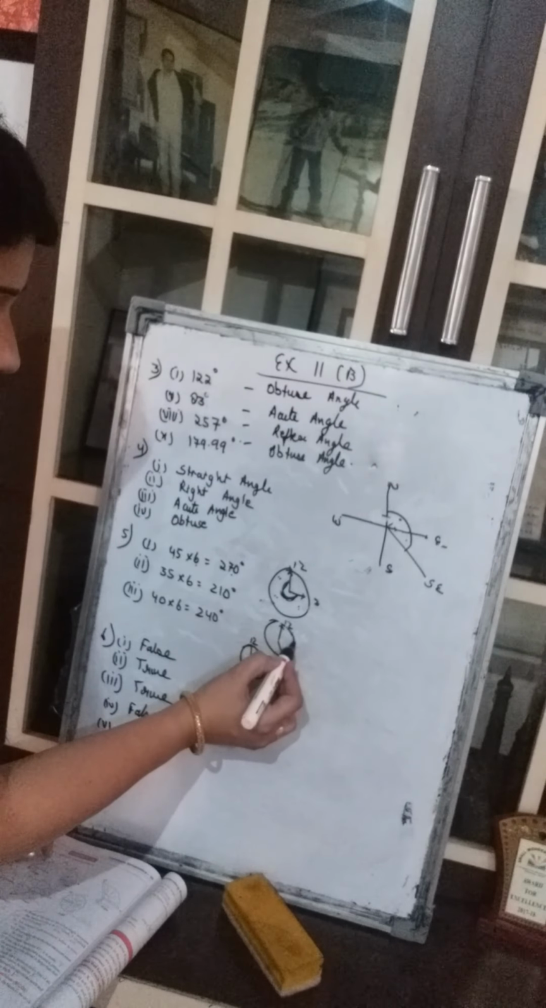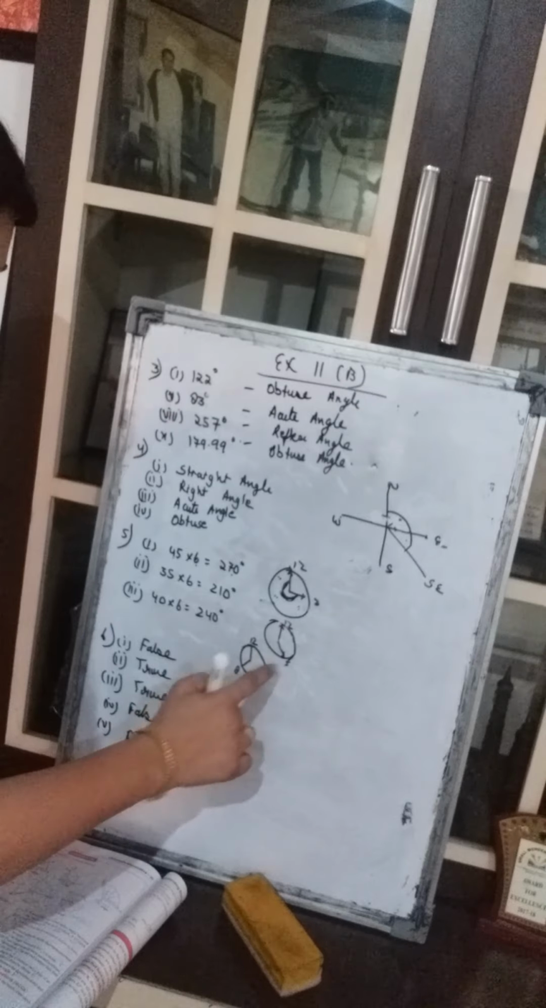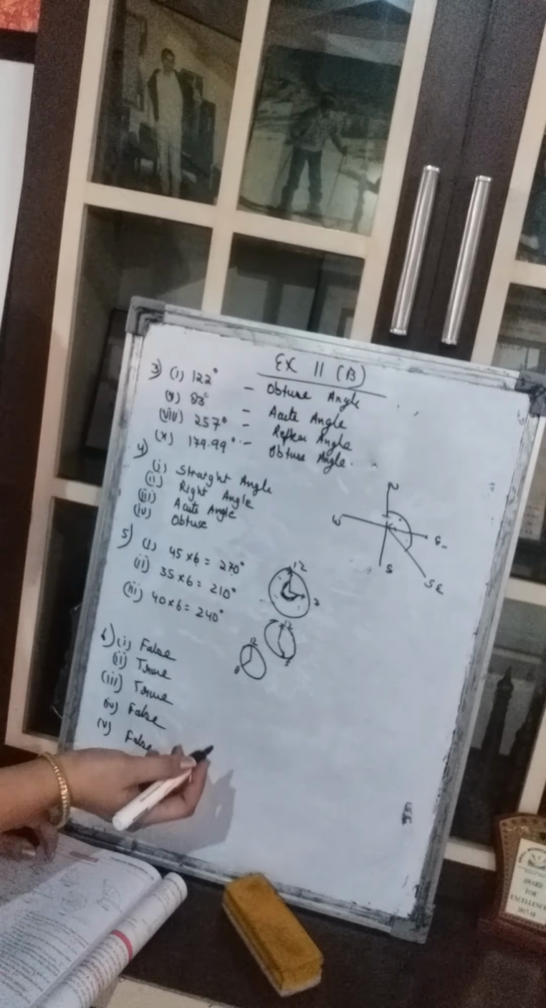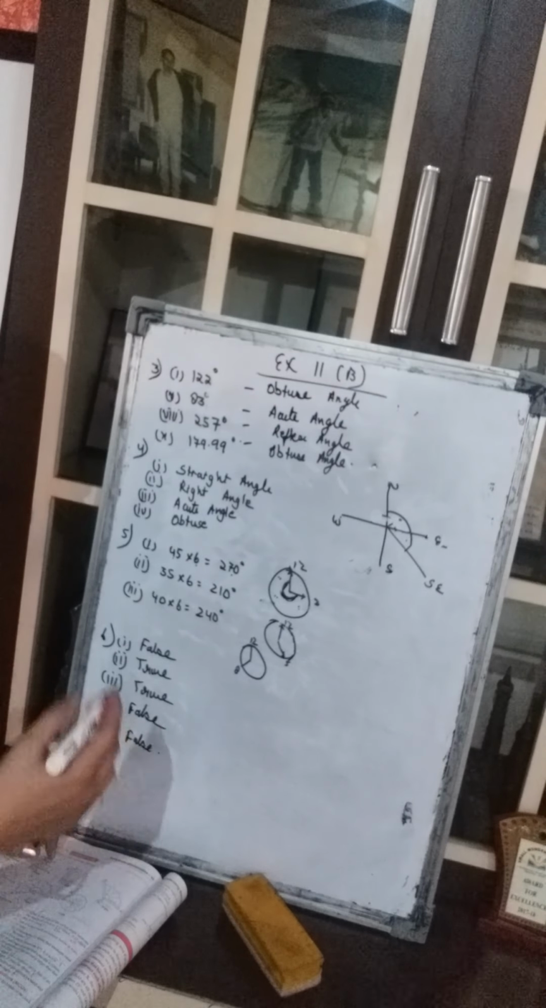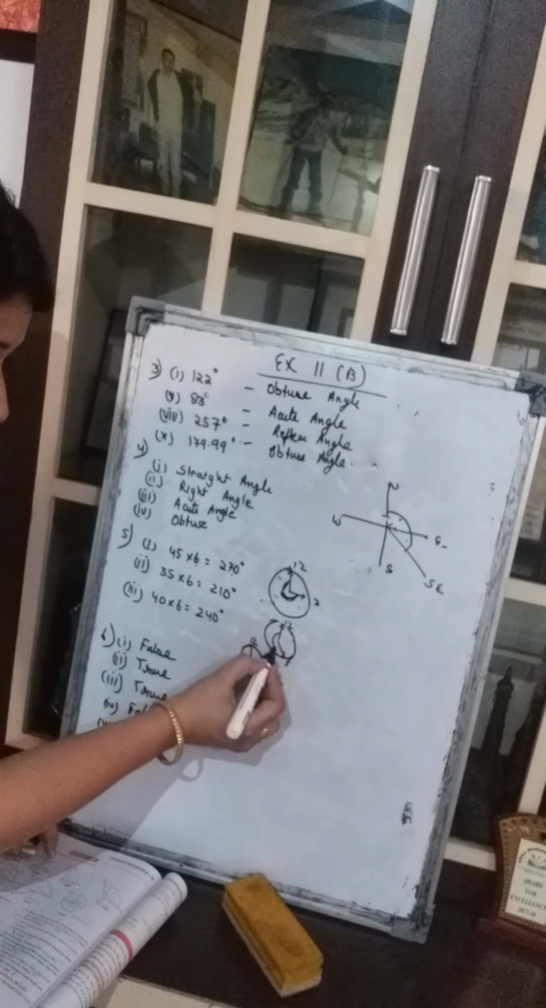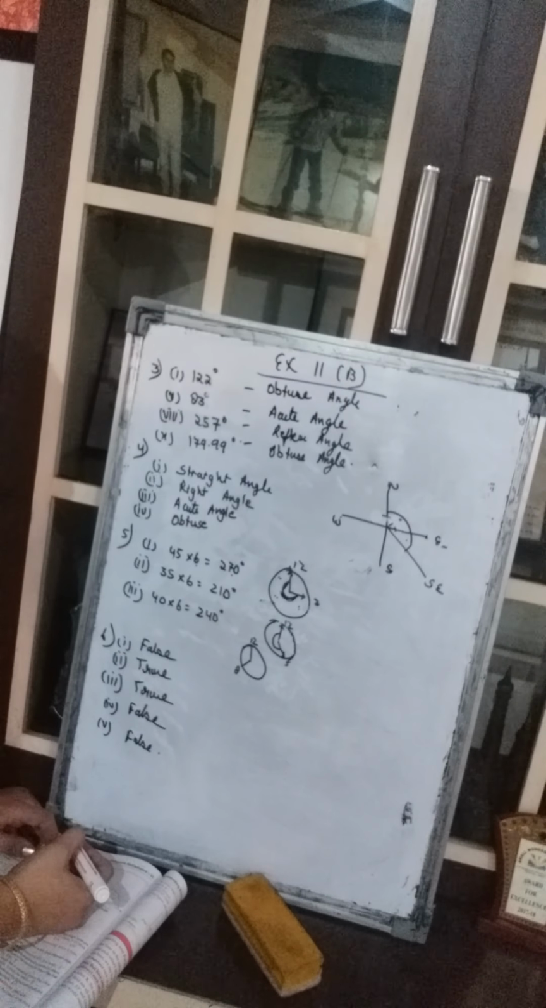Second part. At 5 o'clock now. 5 o'clock means this one. One needle is at 5, one needle is at 12. Now which is the reflex angle here again? Reflex angle is more than 180 degree. So it cannot be the inner one. It will be the outside one. So we have to calculate the measure of this angle.